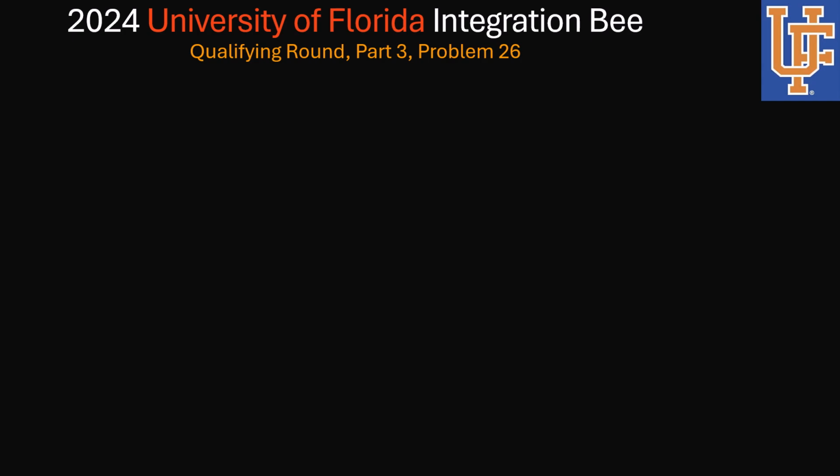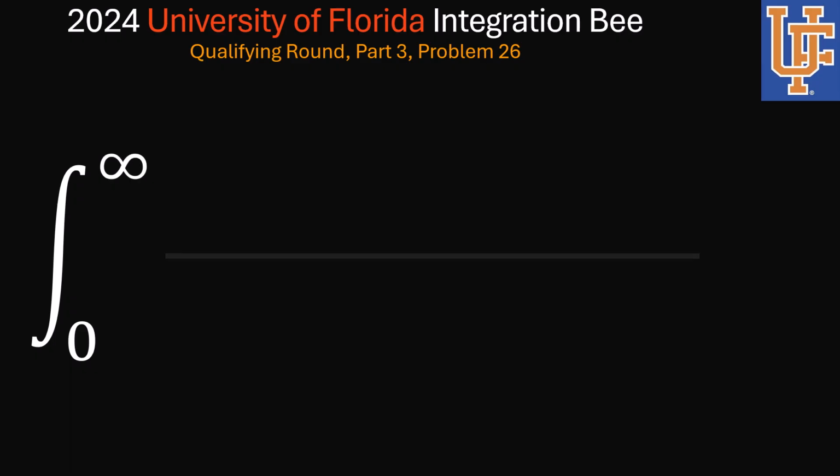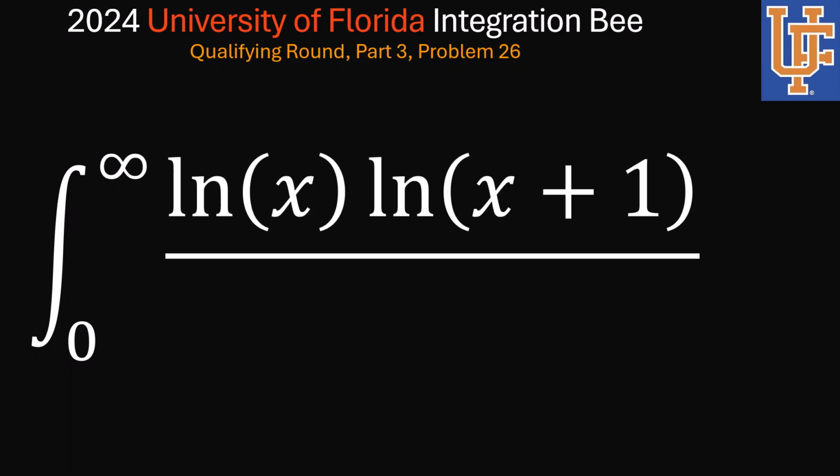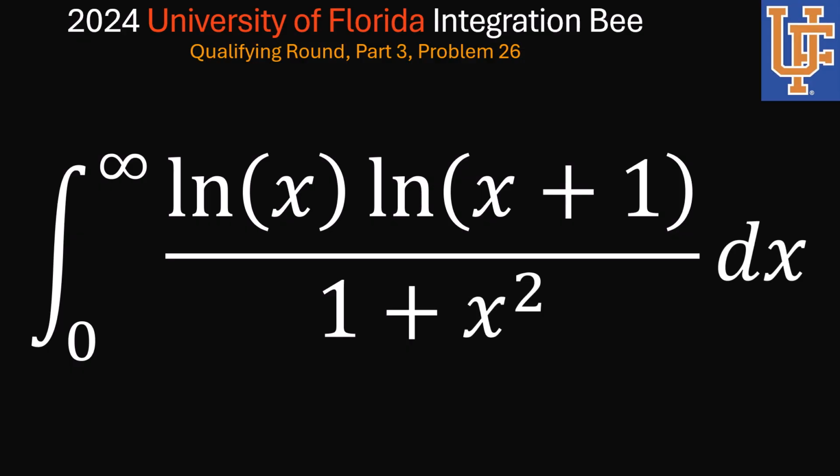We are still on the 2024 University of Florida Integration B qualifying round, part 3, and problem 26 is our focus today, which is a definite integral from x equals 0 to x equals infinity of the natural logarithm of x times the natural logarithm of x plus 1 over 1 plus x squared. So this is a very, very interesting problem, and it's my hope and desire that it helps somebody out there.